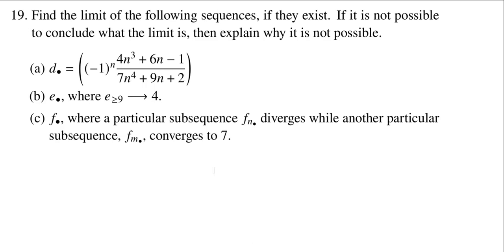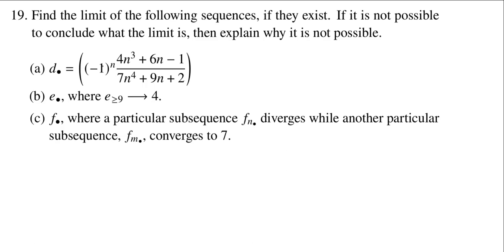So consider what's happening. Forget the (-1)^n. What's happening with this sequence? You have an n cubed as the highest degree in the numerator and an n to the 4th as the highest degree in the denominator. So you should be thinking, this is basically 1 over n. Yes, there's a 4 over 7 here, but that's really irrelevant. So this is essentially 1 over n, which we know goes to 0, and hitting something going to 0 by an alternator isn't going to matter.